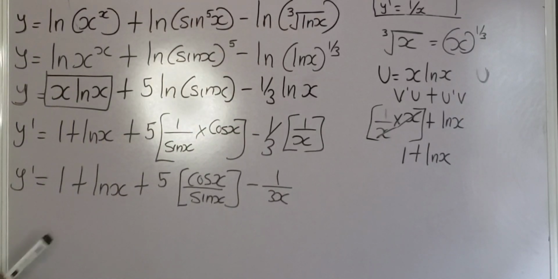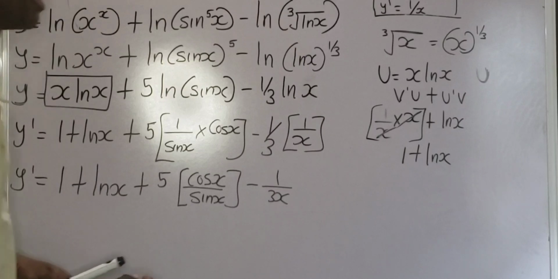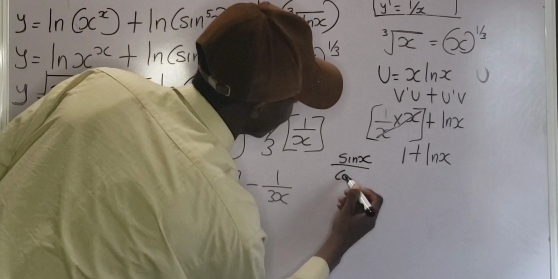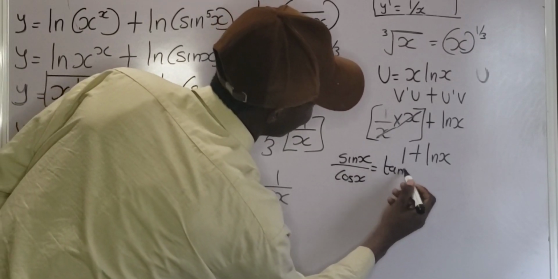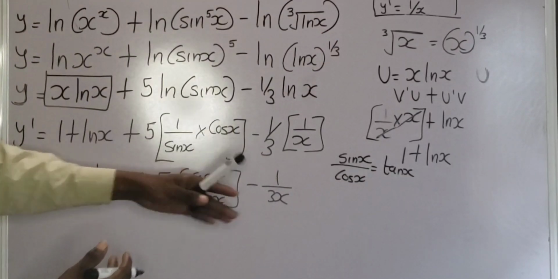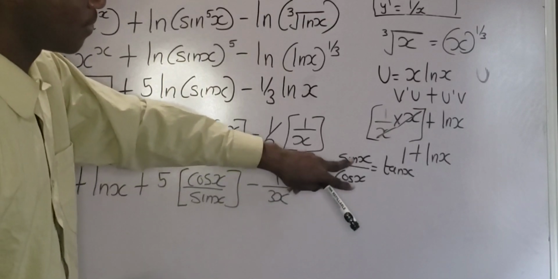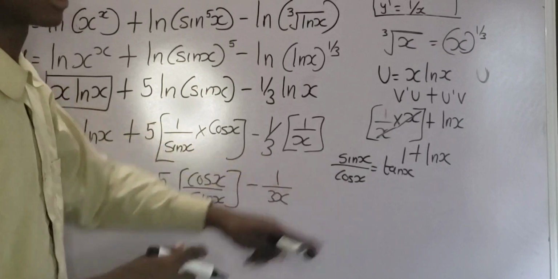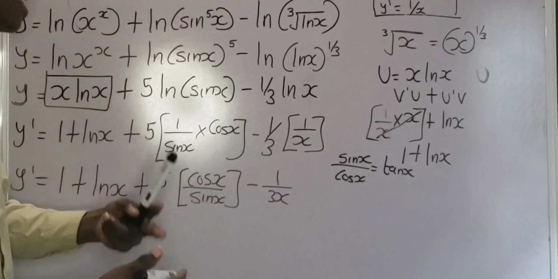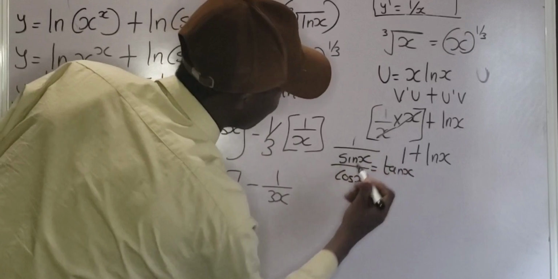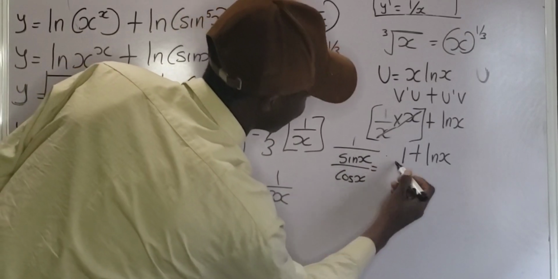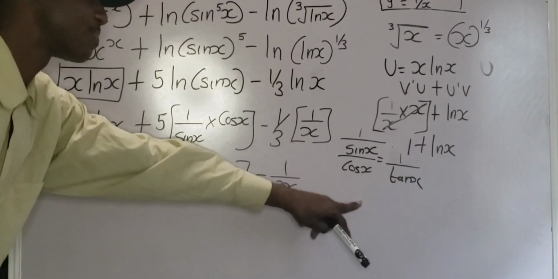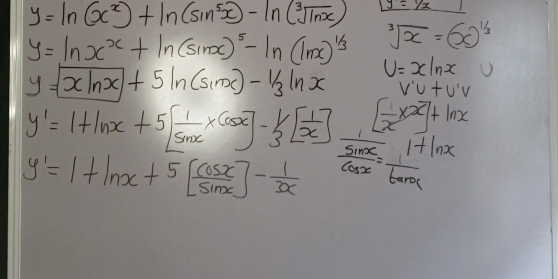Okay, now we can still simplify this further. Now in trigonometry, you know that sine x over cos x is what? Tan x. Now if you take the inverse of sine x over cos x, you are going to get what? Cos x over sine x. So if you take the inverse of tan x, that inverse will give what? 1 over tan x. Do you understand? So the reason why I go to this part is because we are going to make use of this here, okay? I want to simplify this further.